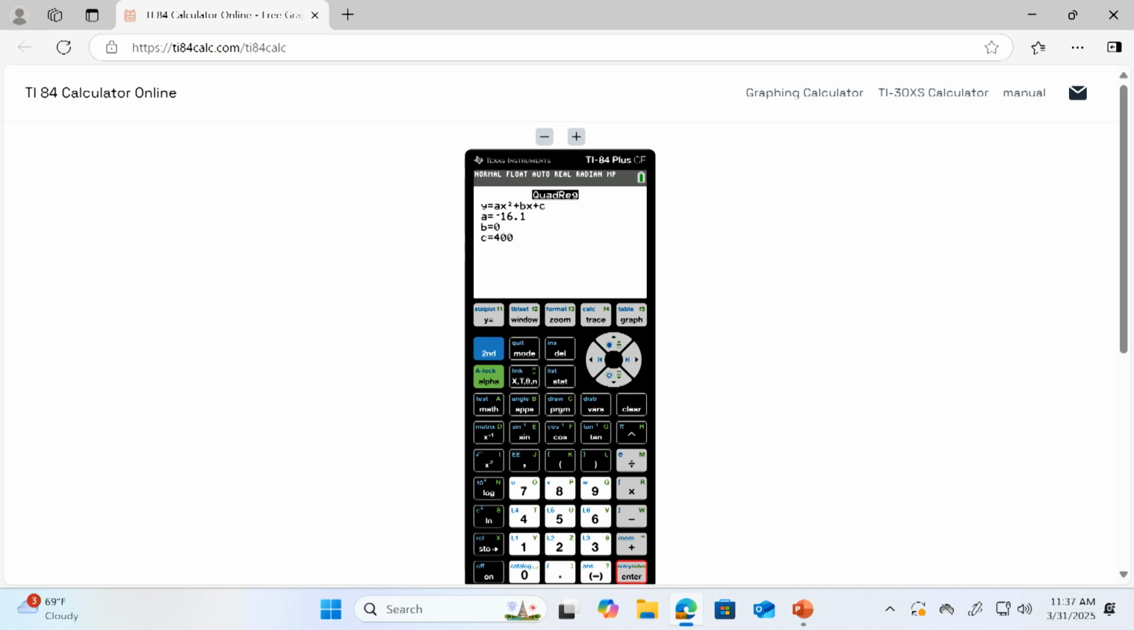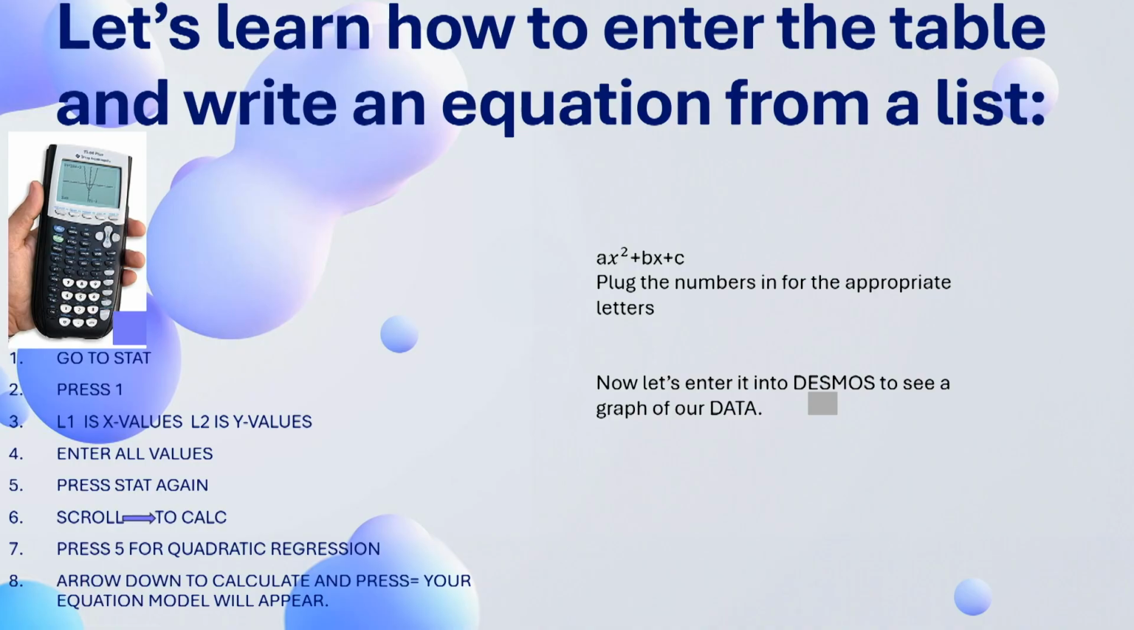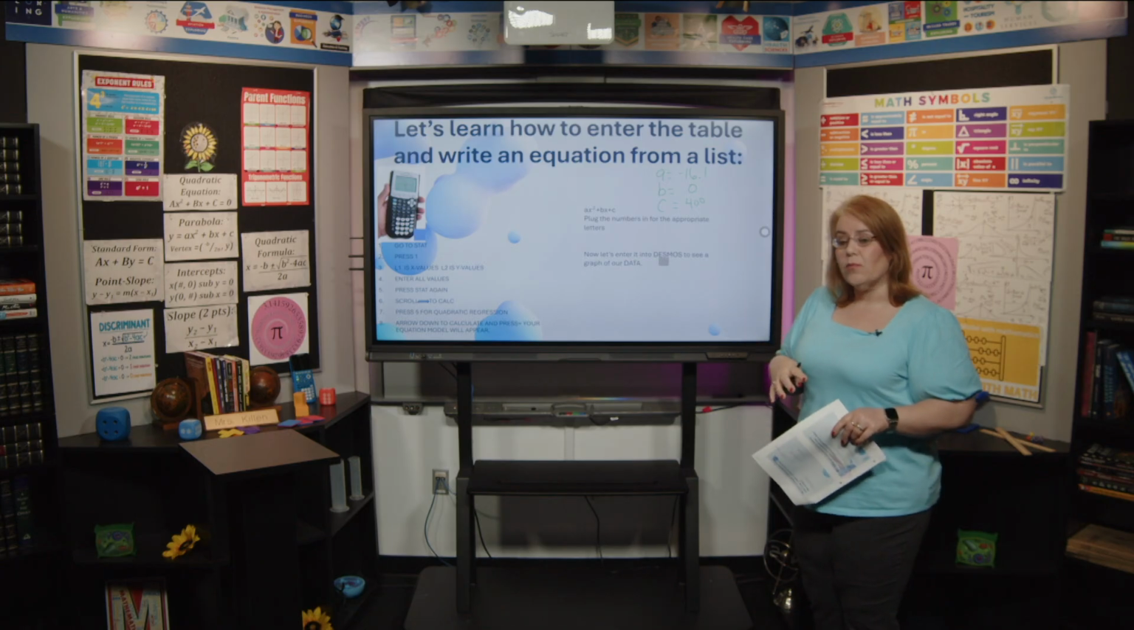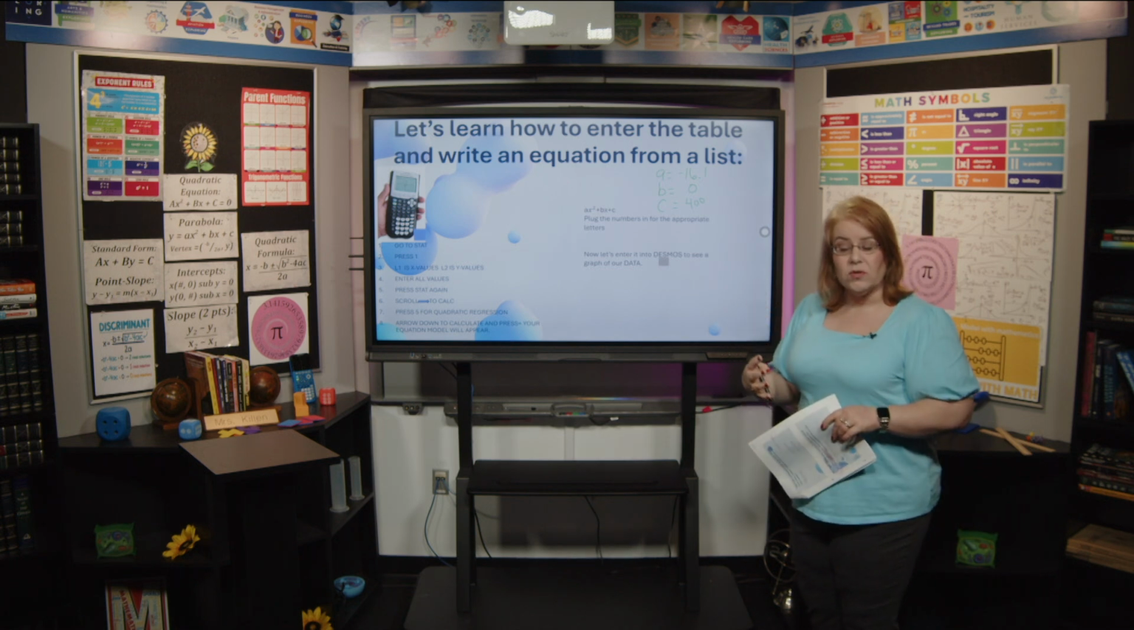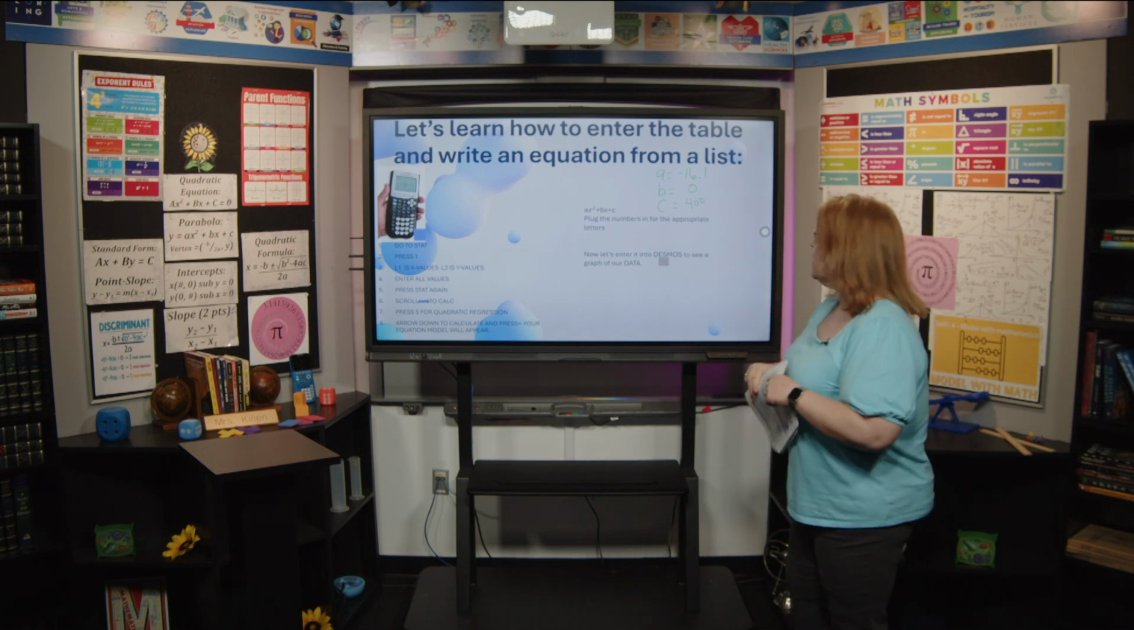So let's see how we can put those on paper. Let's go back to right here. So I had ax squared plus bx plus c. It told me that a equaled negative 16.1. It told me b equaled 0, and c equaled 400. Now, using the quadratic formula, I'm going to plug in my numbers to my exact variables and come up with my equation. So let's see what that looks like.